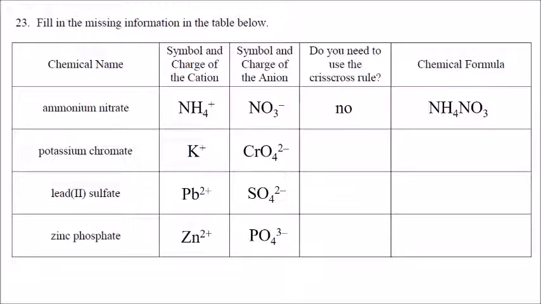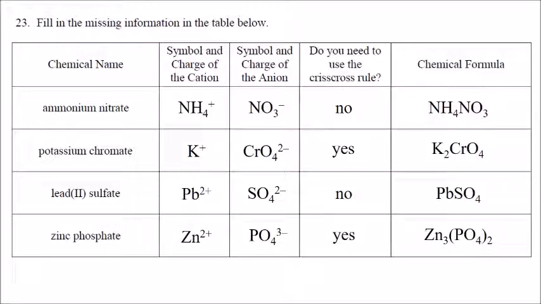So we have to use the crisscross rule with potassium chromate, K2CrO4. No crisscross rule needed for the lead sulfate, PbSO4. And we crisscross with zinc and phosphate. So we end up with Zn3, parentheses around the PO4, and a 2 on the outside.